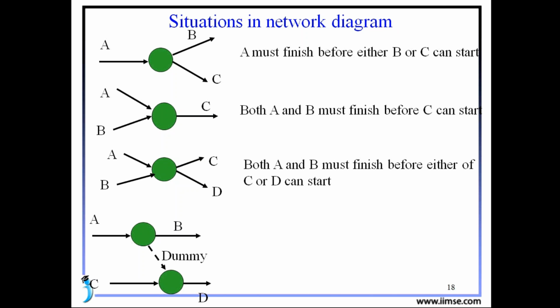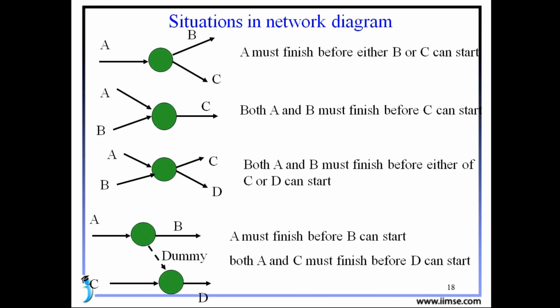To give the relation between those two, we give some dummy arrow because we should give some continuity. And here also, after completing of A only, we start the B. See next one, both A and C must finish before D. That means after completing C only, we should start our D.